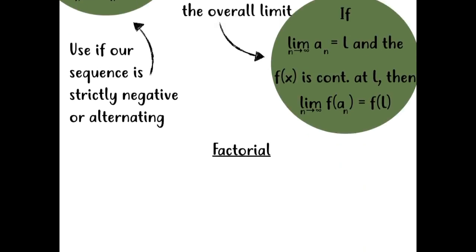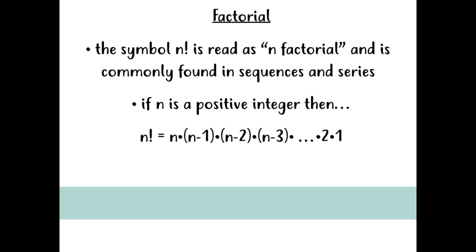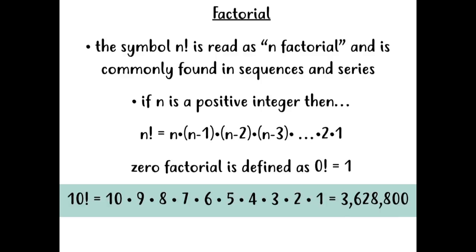One last thing we need to know is what a factorial is. This symbol is read as n factorial and is commonly found in sequences and series. If n is a positive integer, then n factorial is equal to n times n minus 1 times n minus 2 times n minus 3 and so forth. But don't forget that 0 factorial is equal to 1. So for instance, if we're given 10 factorial, that's going to be equal to 3,628,800.